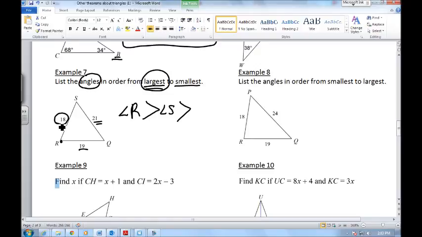So, Tristan, you agree that 18 is the smallest side? Yeah. So 18 is on side SR. So what's the only letter I'm not saying besides S and R? Q, because that's across. So it'll be angle Q.